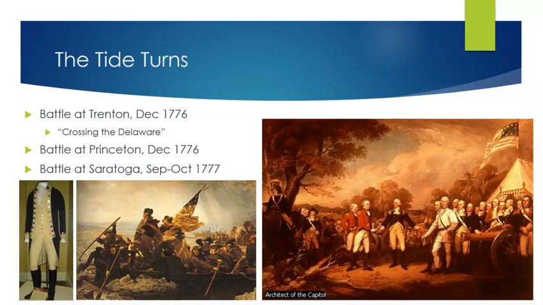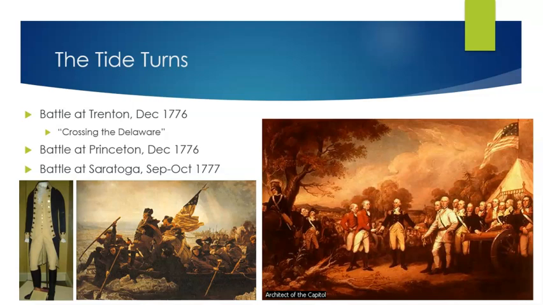The tide began to turn when Washington led his troops across the Delaware River on Christmas Eve, 1776, and attacked a group of Hessian soldiers defending the outpost of Trenton in New Jersey. These were German soldiers whom the British were paying to fight on their behalf, and the Americans won this battle, seizing valuable supplies in the process.